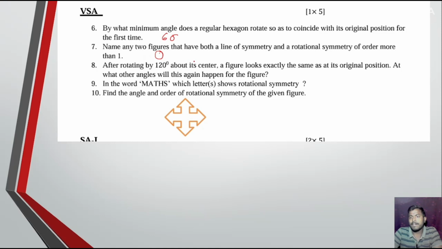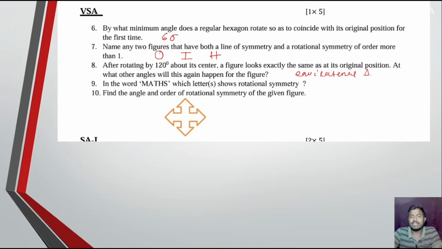Okay. And order and rotational symmetry. Another is I. After rotating H, also H, after rotating by 120 about its center, the figure looks exactly the same. So it is an equilateral triangle. Equilateral triangle.